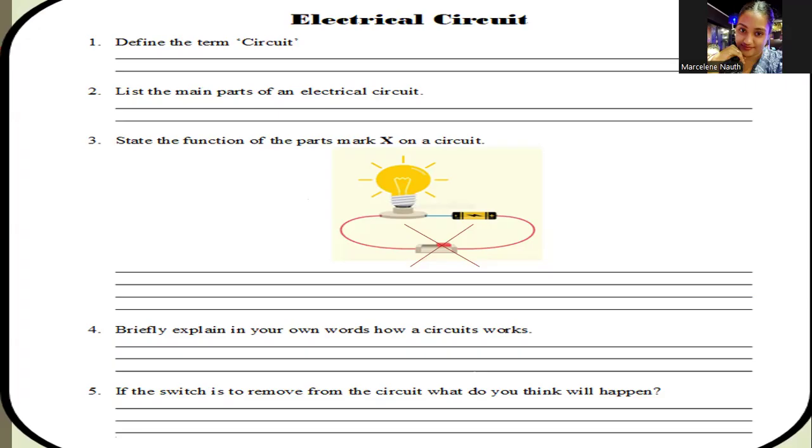Right? Now let me hear from Vishnu. Okay, Vishnu said that he would have learned that the switch controls the circuit. Okay, good, great. Now let me hear from Peter. Now Peter is saying that he would have learned that the circuit is a path to which current flows. Very good. All of you did so well. Give yourself a clap for me there quickly.